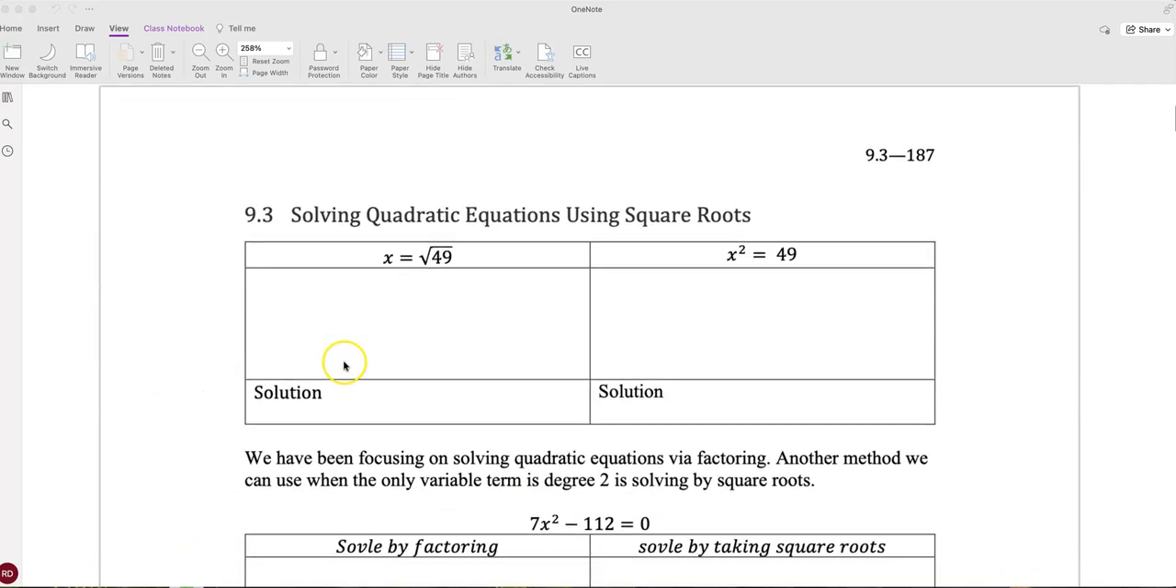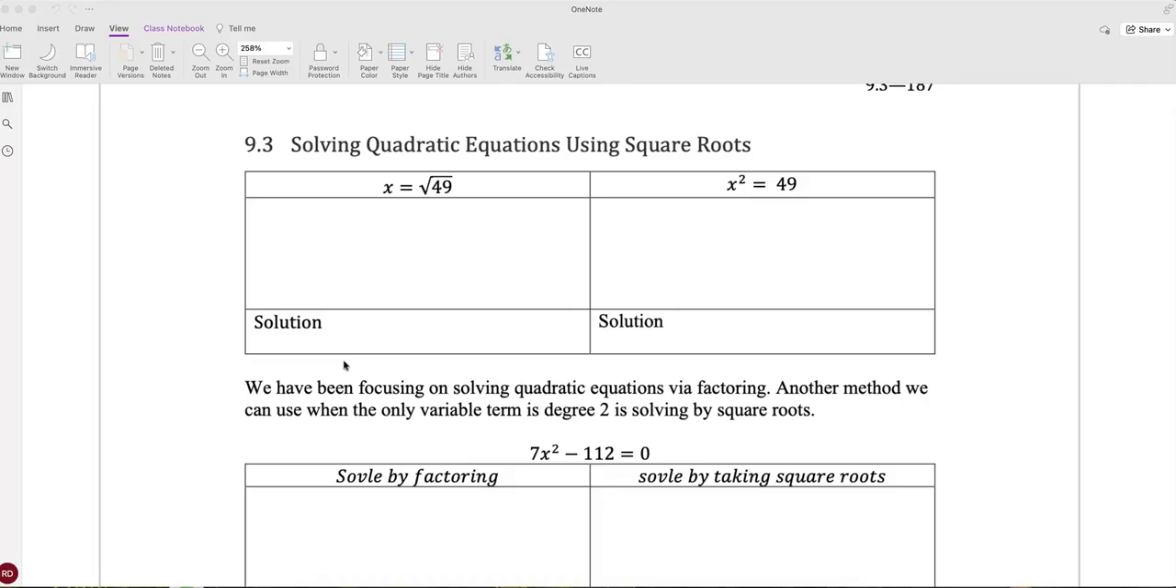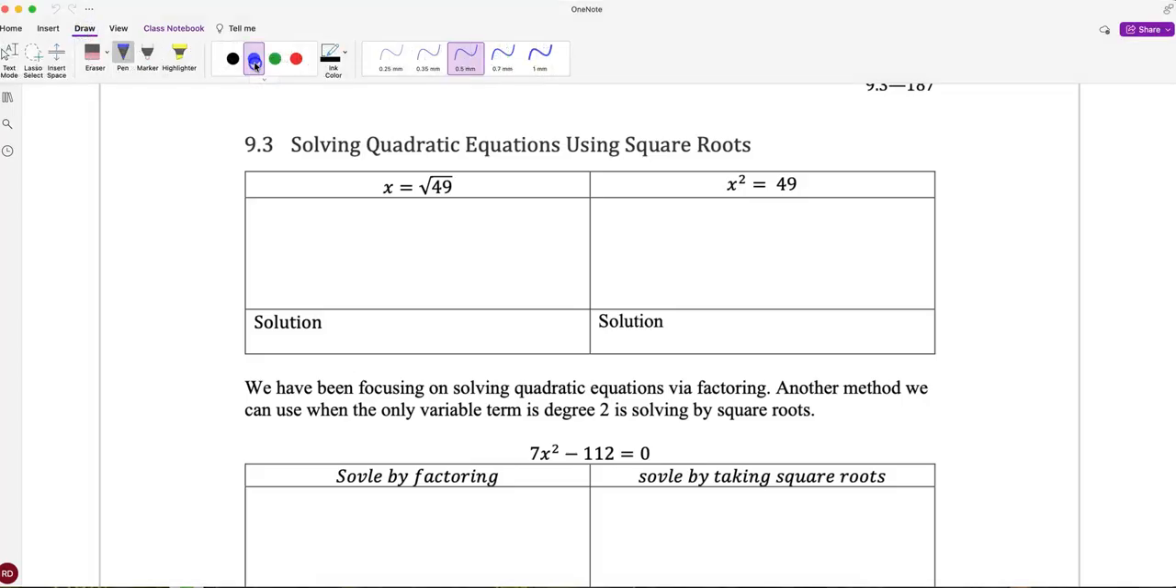Continuing our study of solving quadratic equations, the methods that we have to do, and we've talked about the method of factoring. Another method we have is solving with square roots. So let's look at first the equation that you see here to the left. x is equal to the square root of 49.